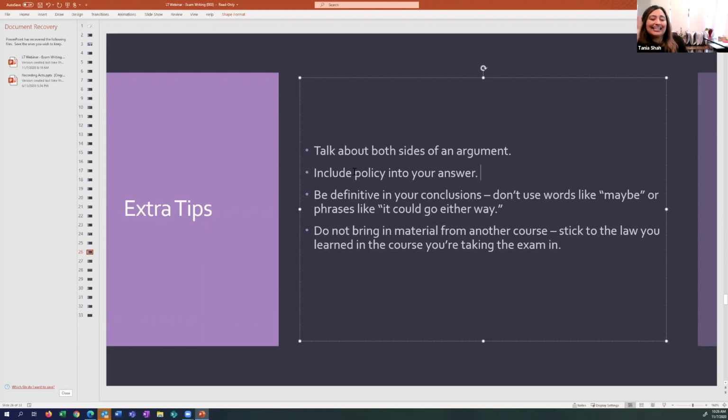Pay attention to what your professor says in class. And another extra tip: if they have any articles, law review articles they've written, or any articles out there about a particular issue you're learning, maybe look that up and read it, and just see what they feel about a particular issue? Because law review articles are very policy based.